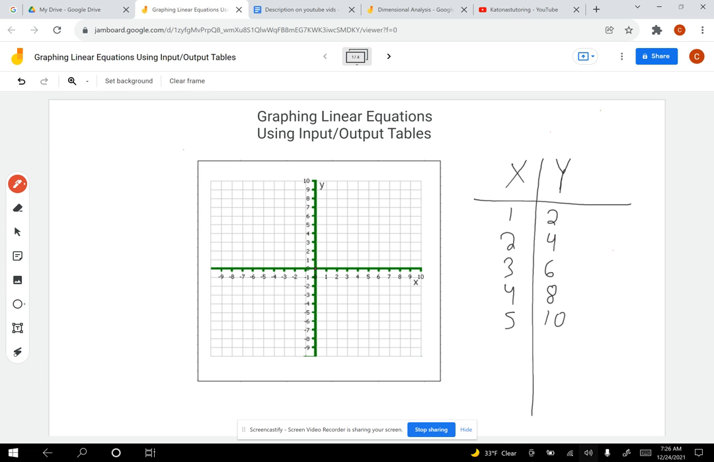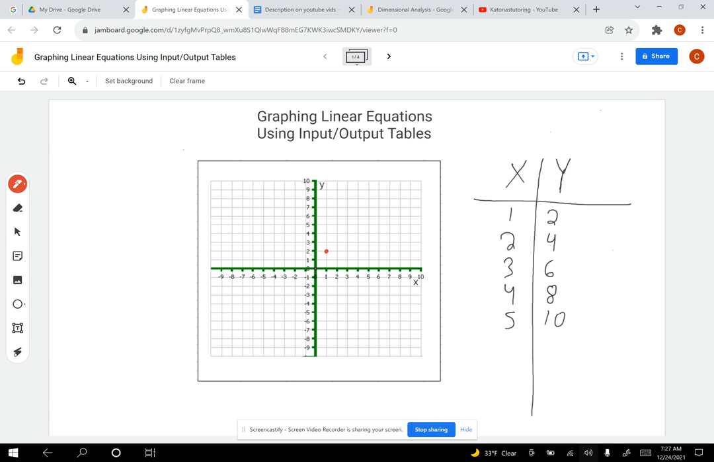If I look at my first ordered pair, I have (1, 2). So I'm going to look for x = 1, which is here, and then for y = 2, which is here. And I'm going to find where they meet in the middle. And that's my first point. Notice how I did not put a point here or a point here, but instead I met in the middle and put it directly where the two lines intersect. That's how we graph using ordered pairs.